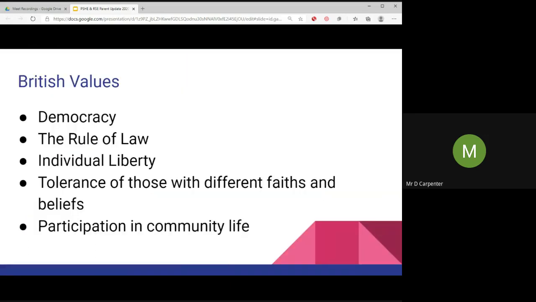As I've just said previously, PSHE incorporates British values. Now at EP, we think it's important that British values are respected, and we encourage students to value democracy, the rule of law, individual liberty, tolerance of those with different faiths and beliefs, and participation in community life. These are values that are set out by the government, and they encourage all schools to promote them within their society, within their school community.